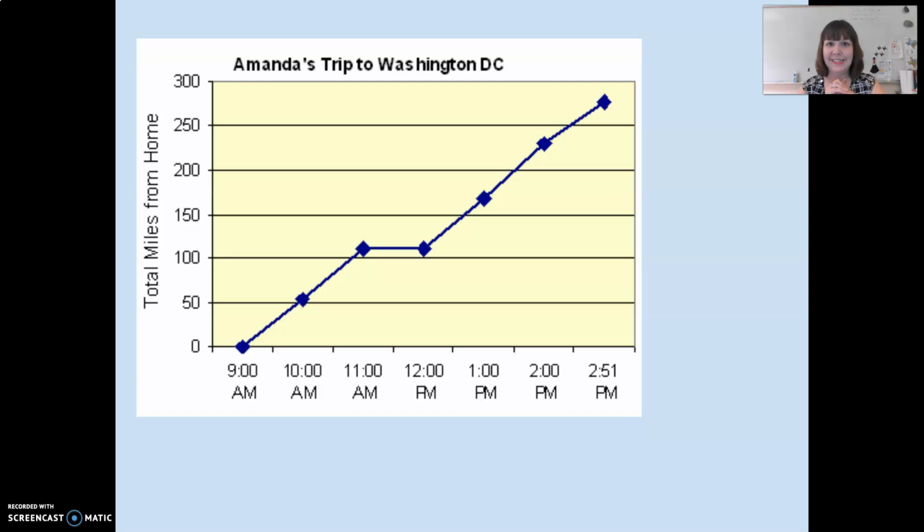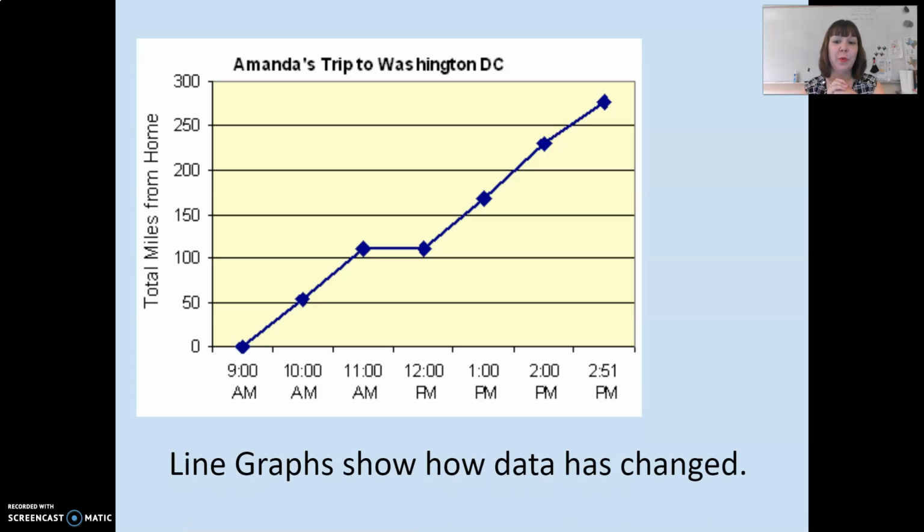What kind of graph is this? This is a line graph. Obviously, there's the line right there. And line graphs are helpful for telling you how things have changed. So this is Amanda's trip to Washington, D.C., and what has changed is where she's at, her position.